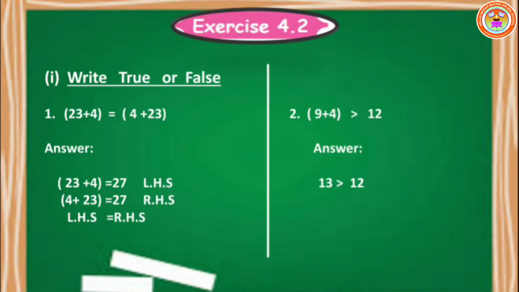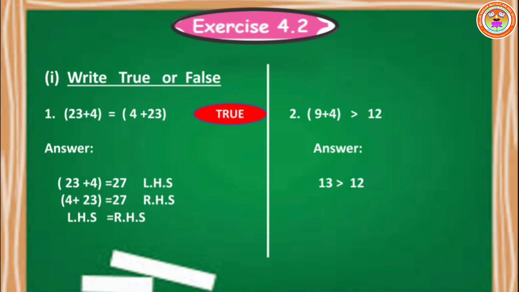Exercise 4.2. Write true or false. They have given two expressions. We have to find out the value. Then we have to say whether it's true or false. First problem. 23 plus 4 is equal to 4 plus 23. See the left hand side, 23 plus 4 will get 27. See the right hand side, 4 plus 23 is equal to 27. So these two expressions are equal. So we can say the given expression is true.